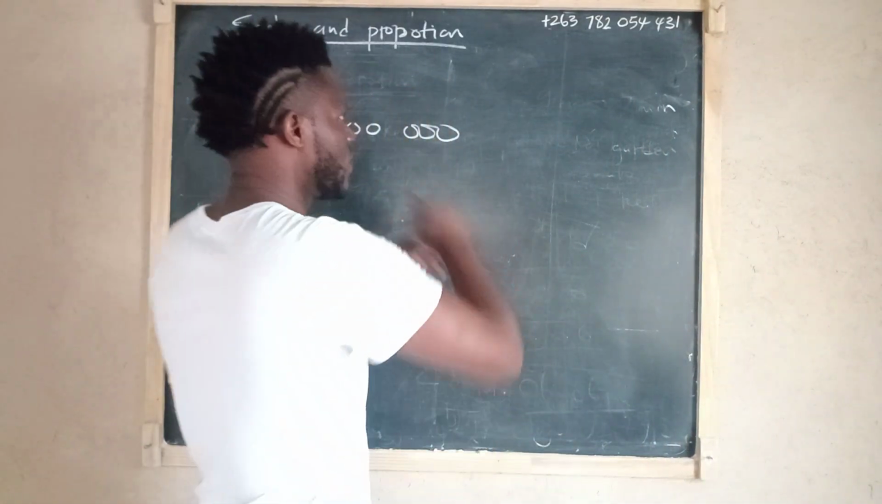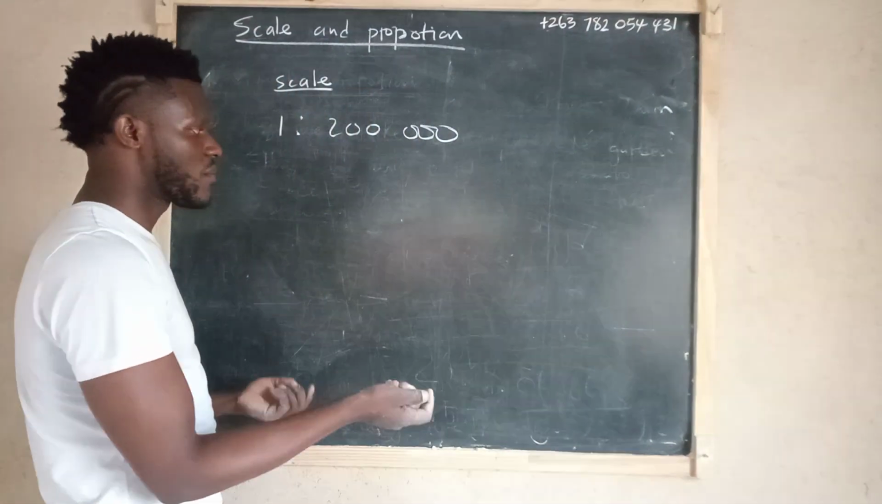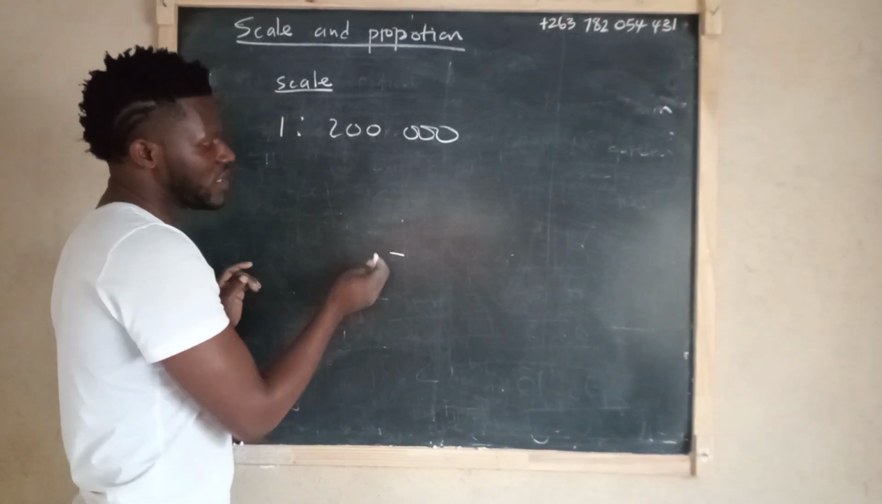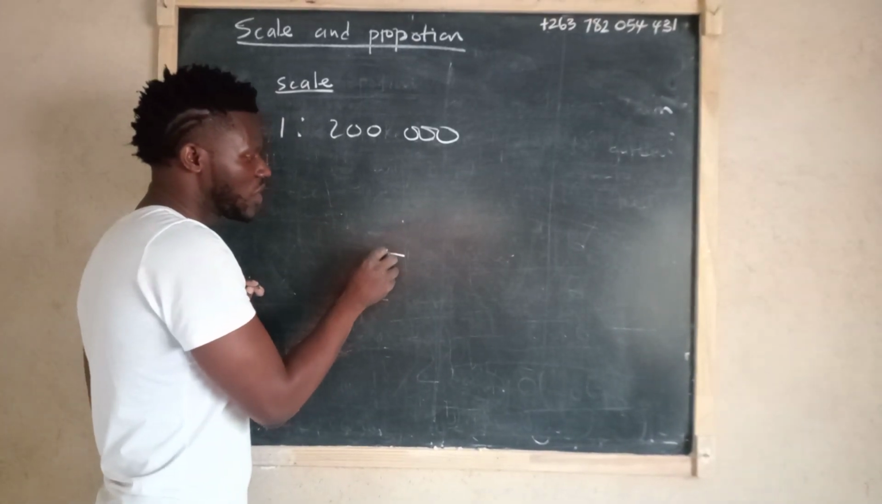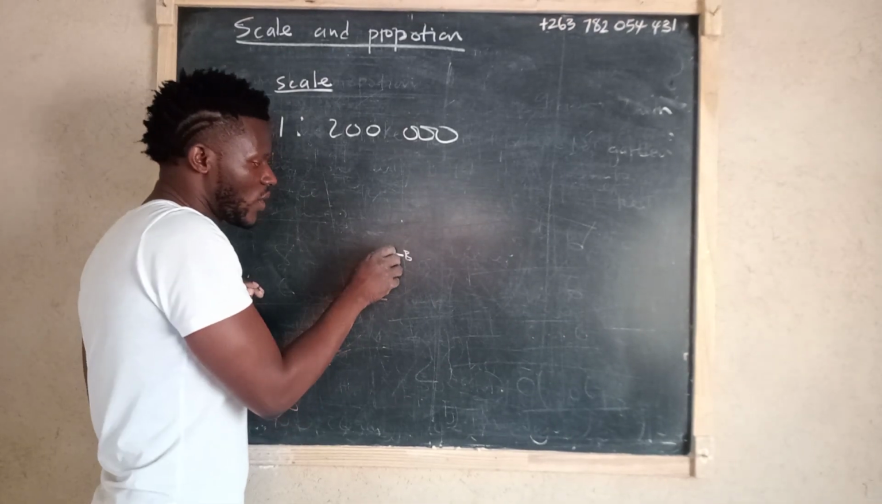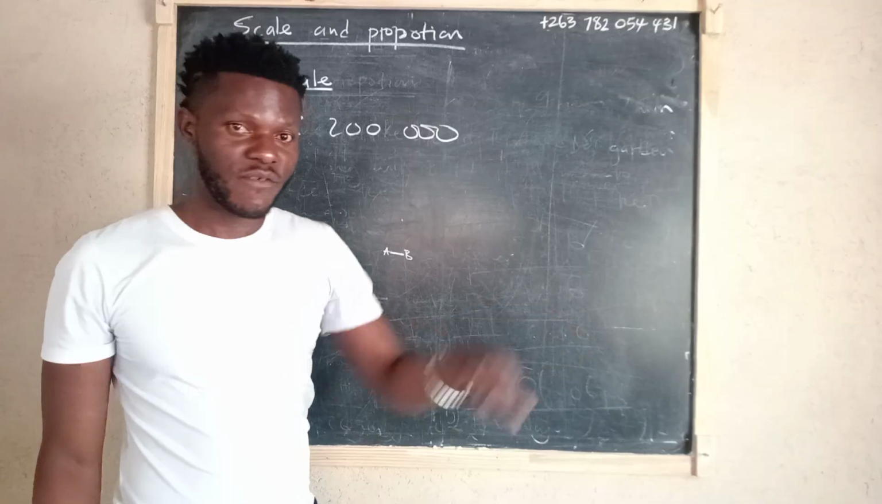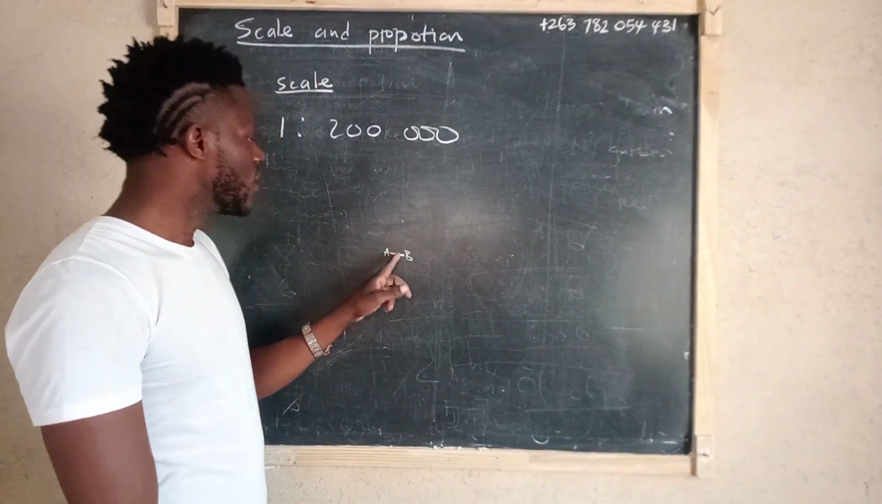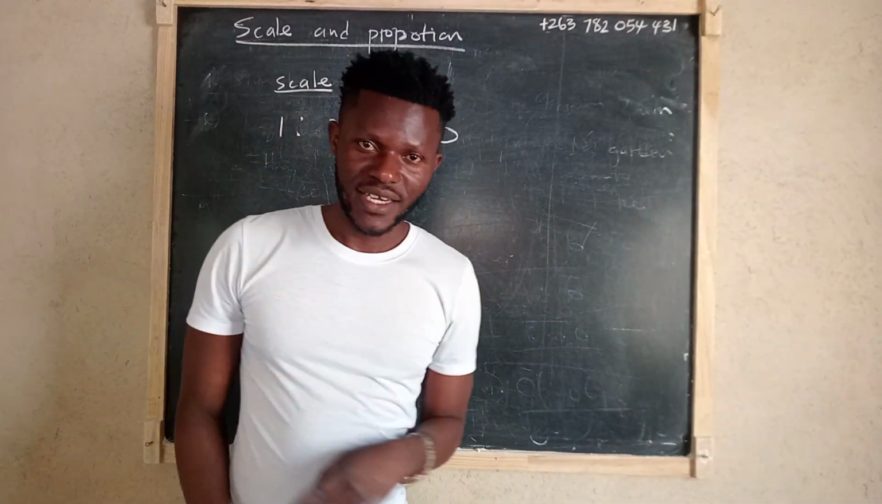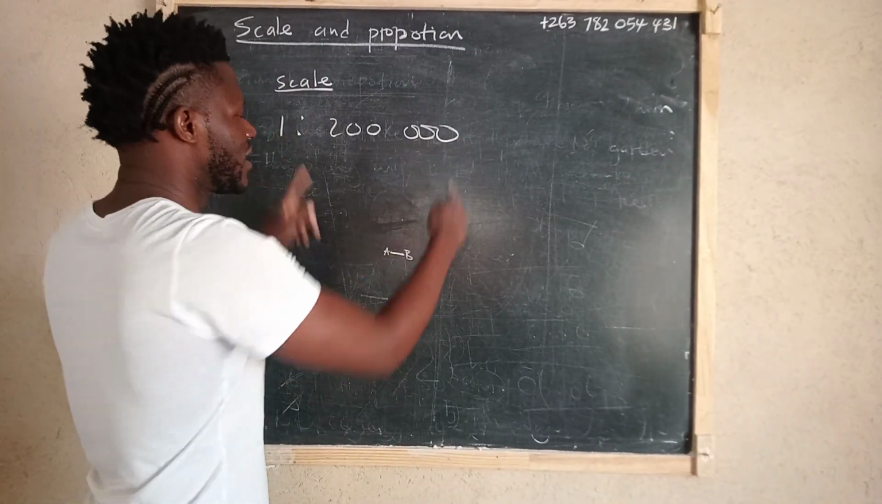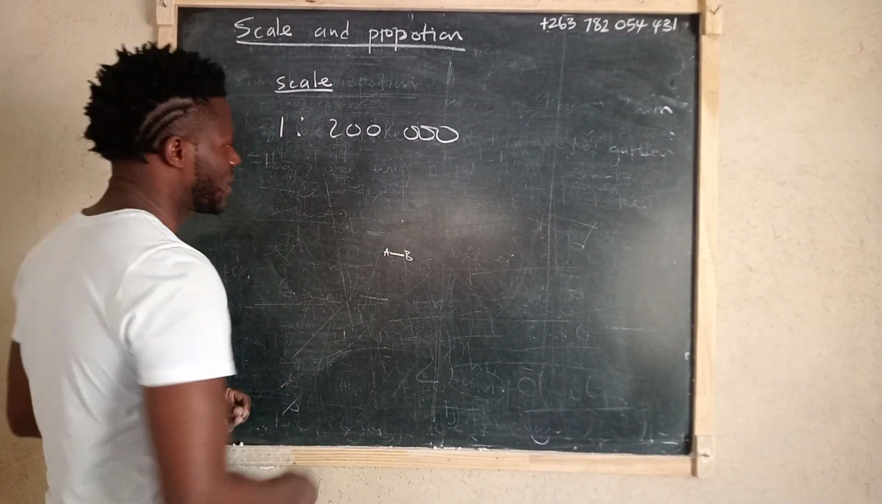For instance, if this chalkboard was a map, if I draw a line which is 1 centimeter long, between 2 bridges, bridge A and bridge B. On the map, they are 1 centimeter apart. It means if you go there physically on the actual ground, you measure 200,000 centimeters. So if units are not specified, it means they are both in centimeters.